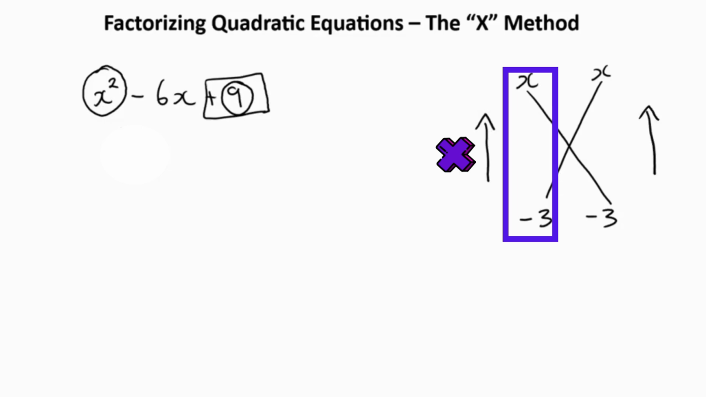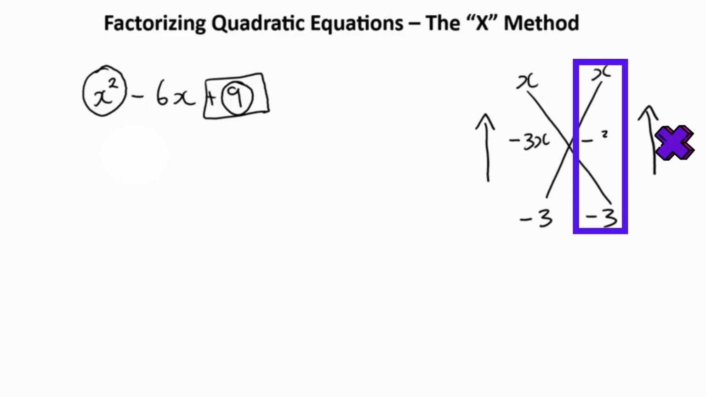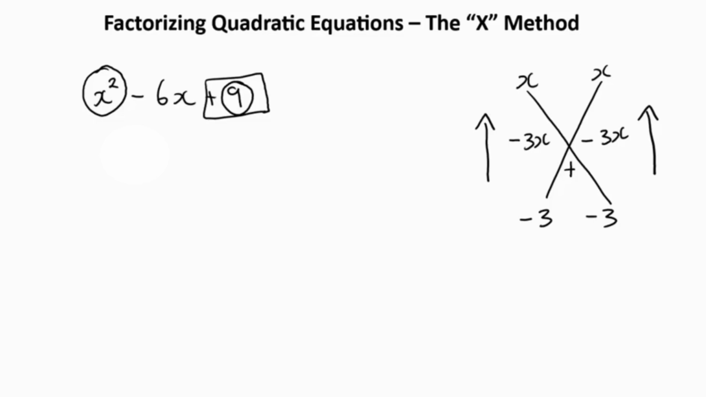This would be the next step. So this would give me minus 3x, and then minus 3 by x would give me the same thing, minus 3x. And then you add these terms in the middle. Minus 3x plus minus 3x gives me minus 6x. And you look to see, when you add those two terms in the middle, does it give me this middle term, which is minus 6x?